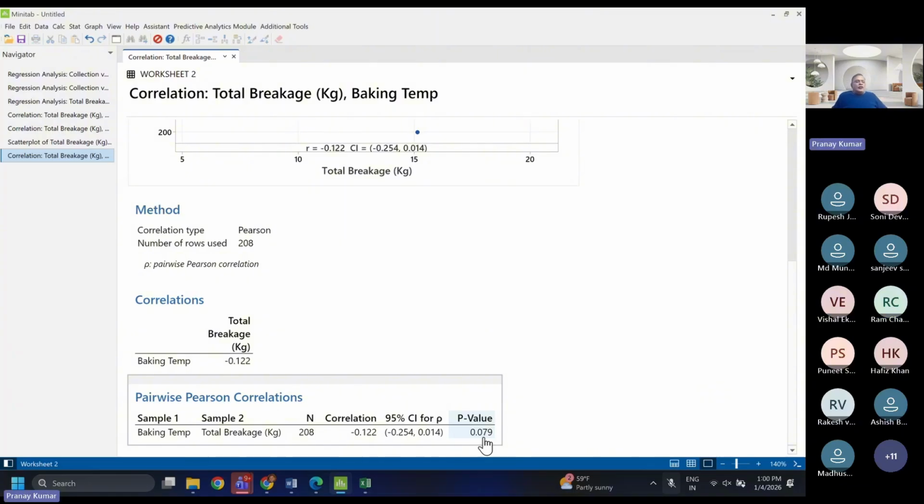Please do your regression ones. Ask me questions. Sorry, scatter plot ones. Ask me questions if you have some. Then we proceed further.